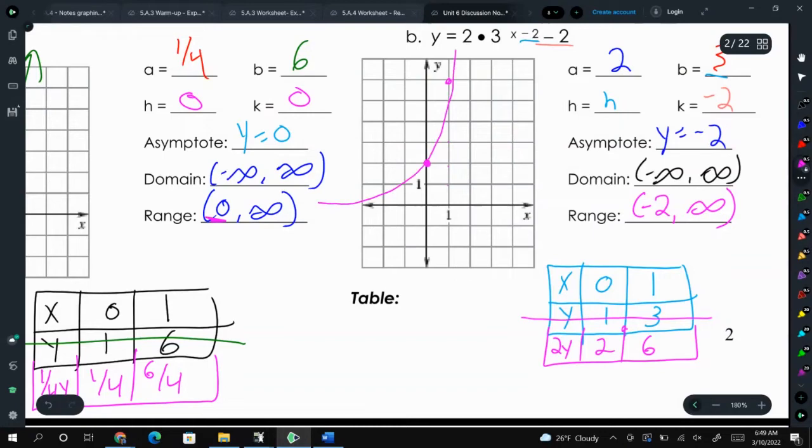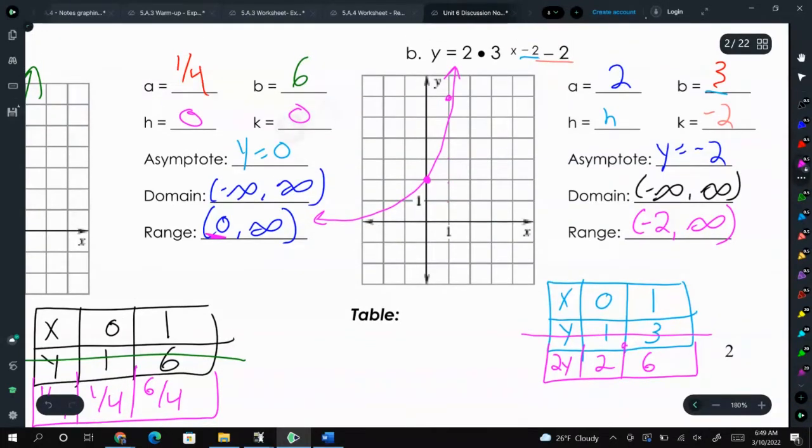And my graph originally will look like this. But I need to move my points right 2 and down 2. So 1, 2, and down 2. Right 2 and down 2. My asymptote is going to be at y equals -2, so we should draw that in because it's not on the x-axis. It might be harder to visualize. Then my graph will come through and look like that.